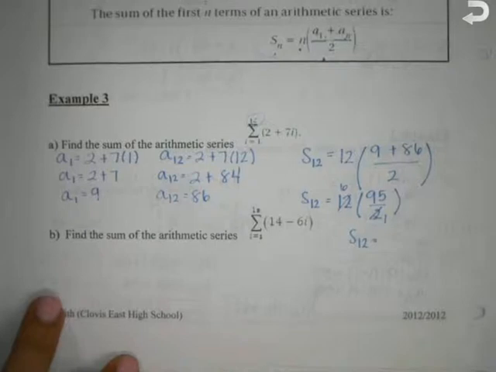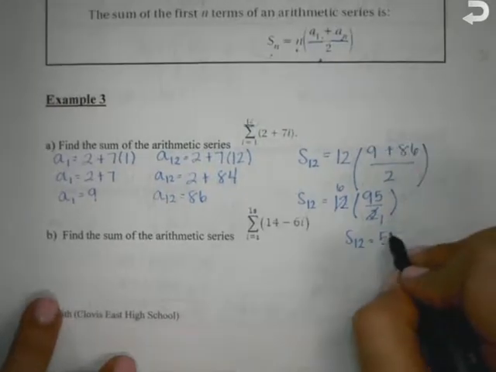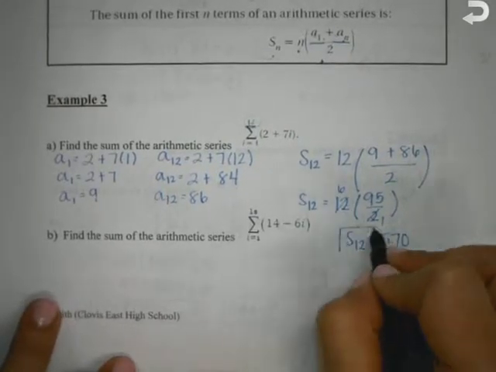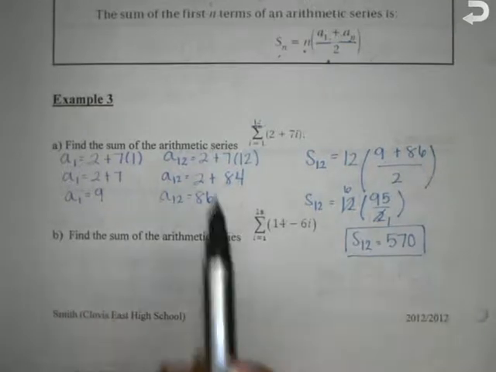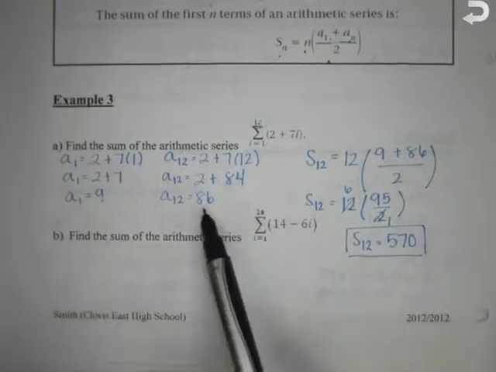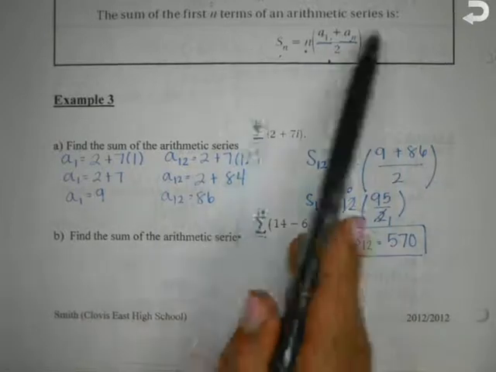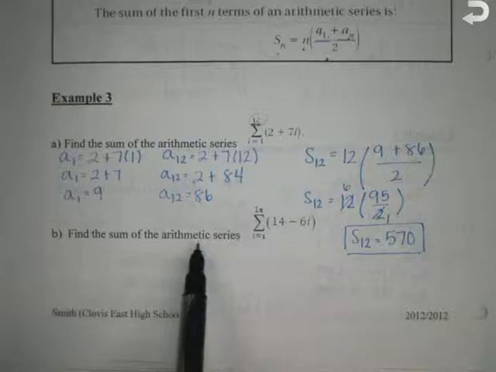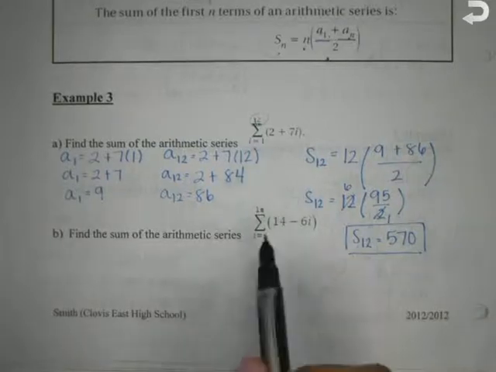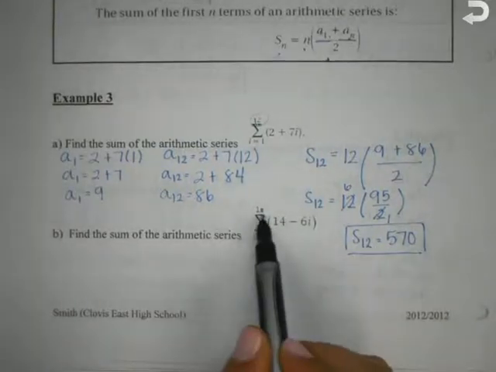So there's a little bit more work involved here. You have to find the first term, you have to find the last term, and then you can plug everything into the formula. So right now, will you guys find the sum of the arithmetic series from i = 1 to 18 of 14 minus 6i. So do all of this work for part B.